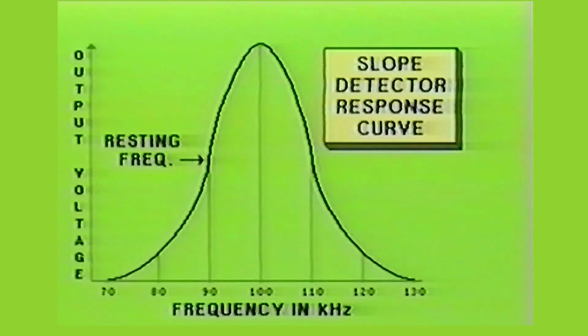The slope detector derives its name from the fact that the resting frequency is on the slope of the response curve of the final IF stage. Basically, the IF transformer in the final stage is detuned to a resonant frequency, which places the resting frequency at about midpoint on the response curve. As you can see in the response curve shown, the final IF transformer is tuned to a resonant frequency of 90 kHz. Now let's see what happens when the RF input is frequency modulated.